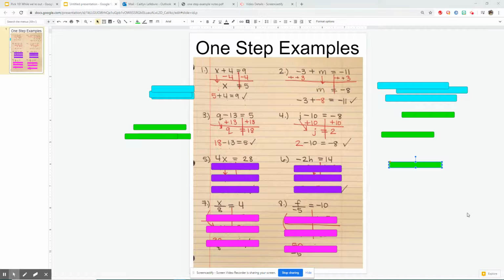Right, so welcome back to part 2. In part 1, we went over how to solve if we're doing one-step addition or one-step subtraction. These next 4 examples are going to be on multiplication and division.